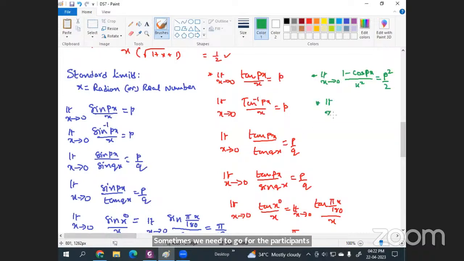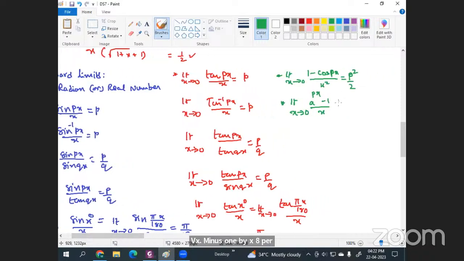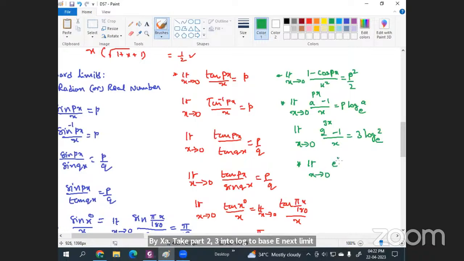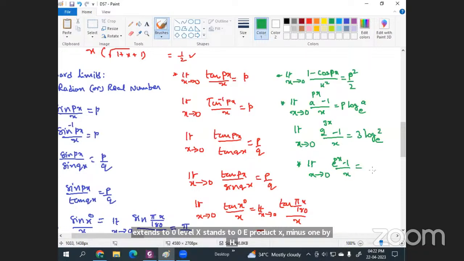So limit x tends to 0, a power px minus 1 by x equals p log a base e. Suppose the question is asked like this, limit x tends to 0, 2 to the power of 3x minus 1 by x equals 3 into log 2 base e. Next, limit x tends to 0, e power px minus 1 by x, it represents as p, right?